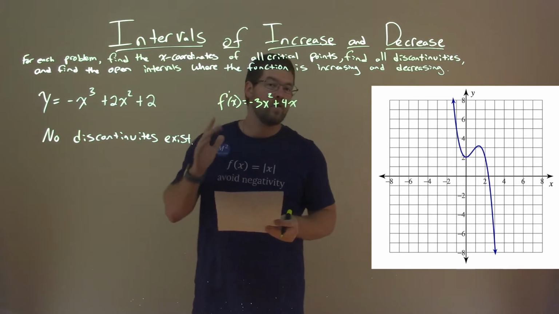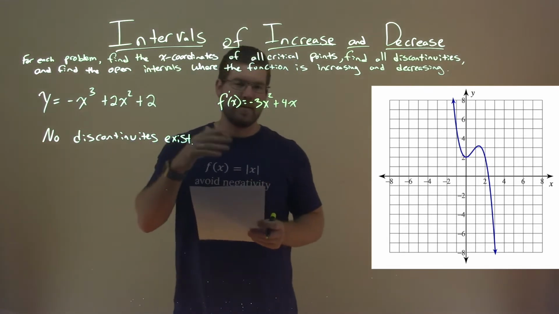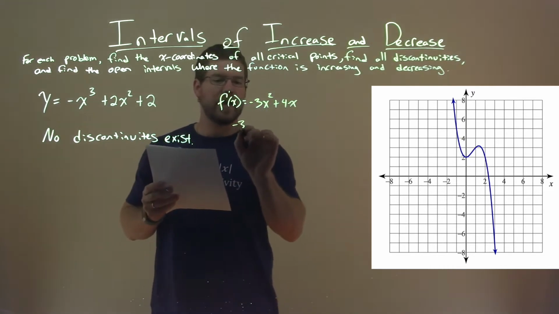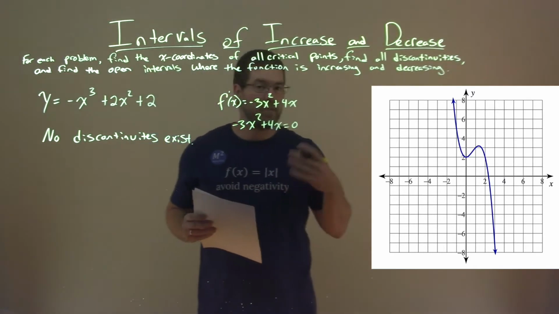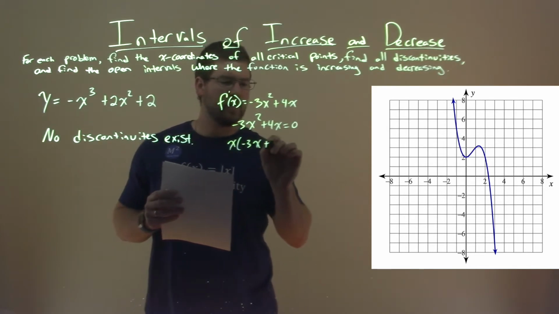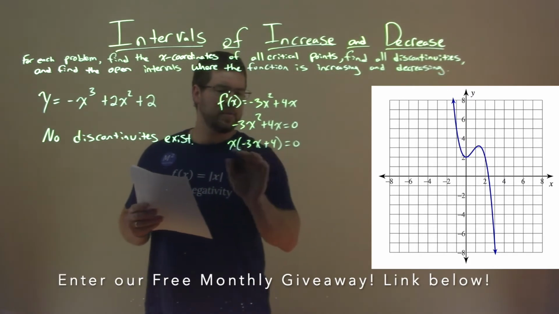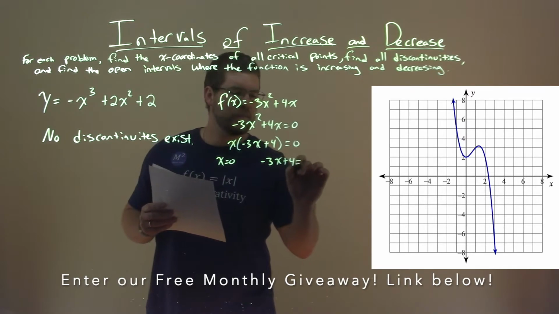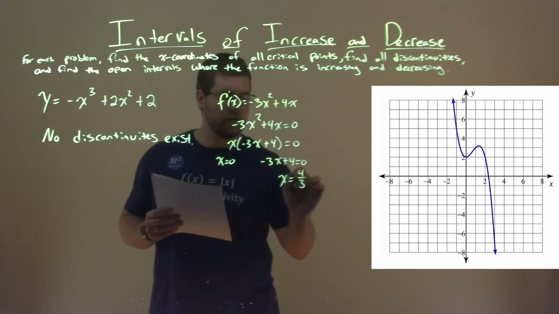Okay? From there, we need to solve for x. We solve by setting it equal to 0. We're finding when the derivative crosses the x-axis. So we take negative 3x squared plus 4x, set it equal to 0, and solve. Pull out an x here. X times negative 3x plus 4 equals 0. We set each part equal to 0, so x equals 0, that's one. Negative 3x plus 4 equals 0, and that comes out to be x equals positive 4/3.